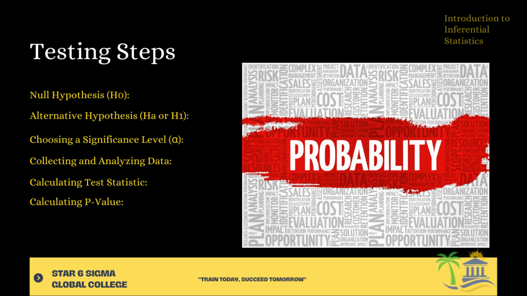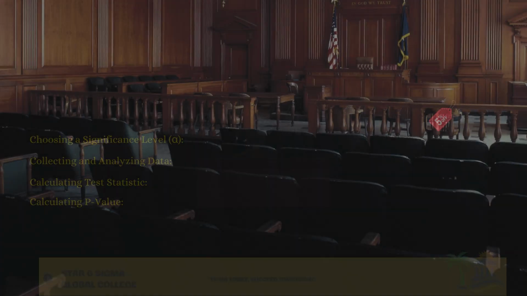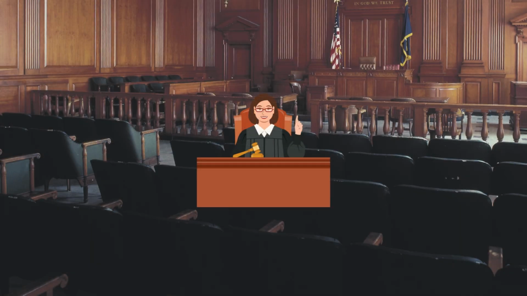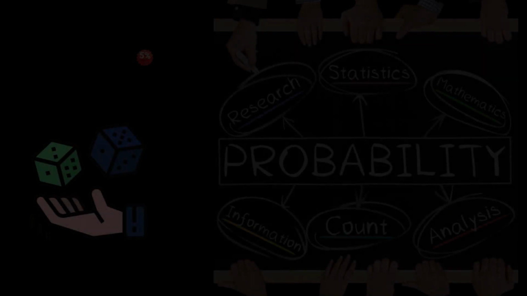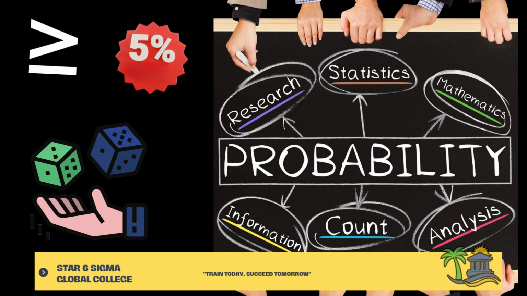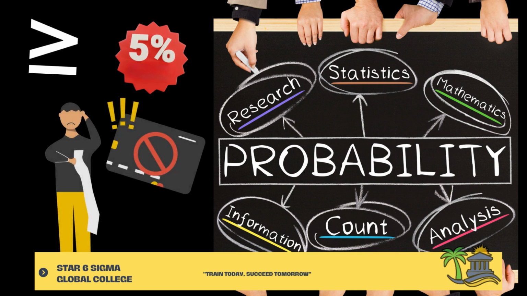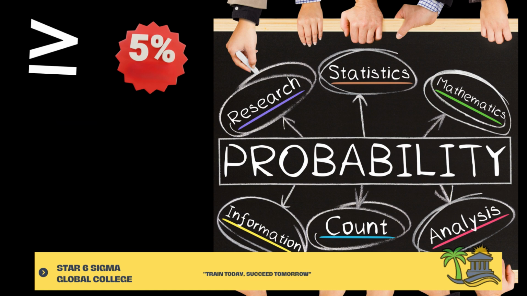Making a decision. If the p-value is less than the significance level, alpha, you reject the null hypothesis in favor of the alternative hypothesis. This suggests that the evidence supports the claim in the alternative hypothesis. If the p-value is greater than or equal to alpha, you fail to reject the null hypothesis. This implies that there isn't enough evidence to support the claim in the alternative hypothesis.